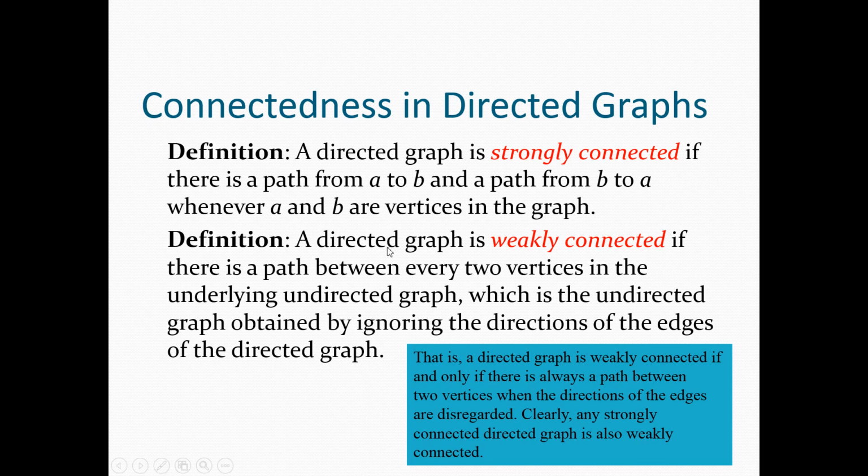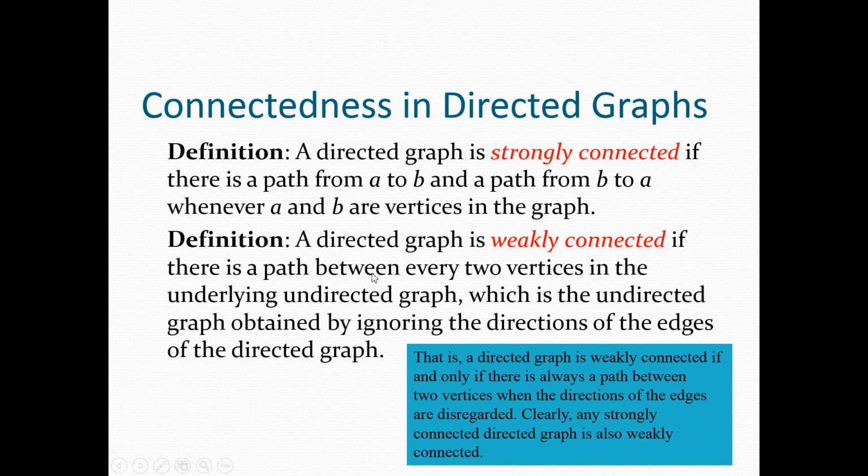Connectedness in directed graphs. So far we were discussing undirected graphs, now connectedness in directed graphs. A directed graph is strongly connected if there is a path from A to B and a path from B to A. Whenever A and B are vertices in the graph, for every pair of vertices, if there is a path from A to B, there must be a path from B to A, then the graph is called strongly connected, right?